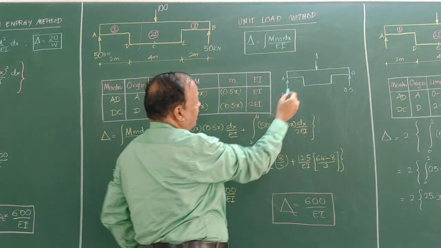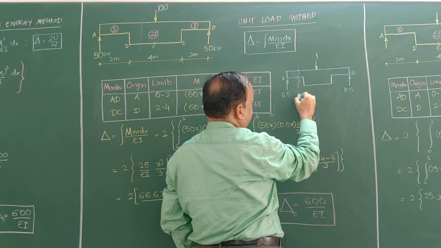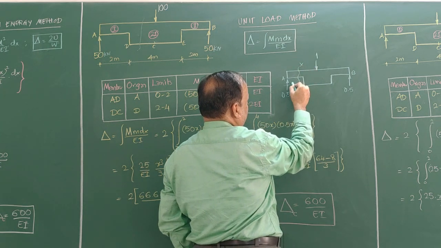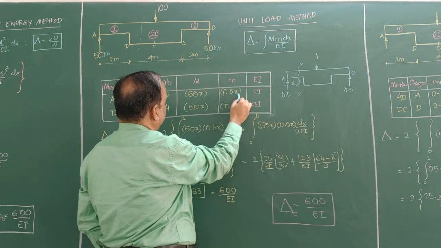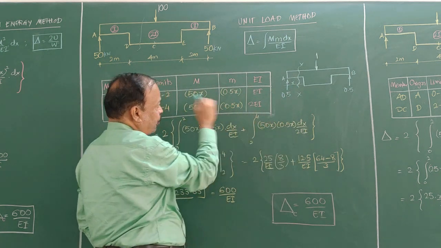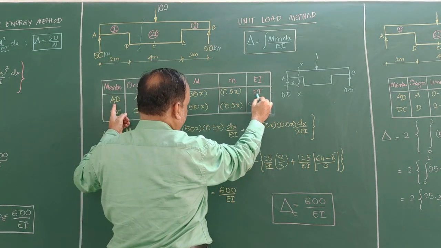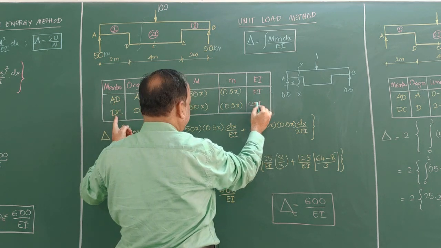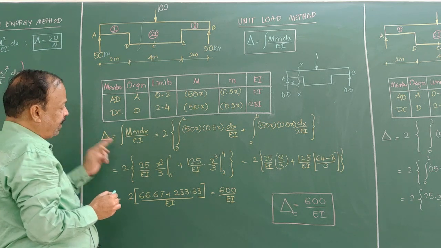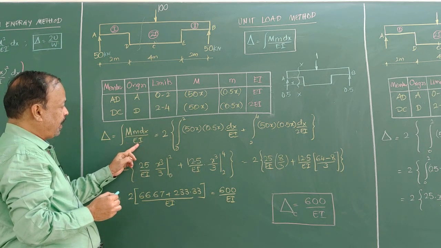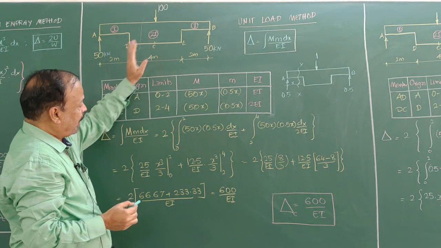Then when you apply the unit load, the reactions will be 0.5 and 0.5, and if you take any section XX, distance x from the left support, the bending moment will be equal to 0.5 into x in the portion AD, and 0.5 into x in the portion DC. And the moment of inertia in the portion AD is I, and here it is 2I. So we will apply the formula for the unit load method, that is integration of M m into dx by EI.